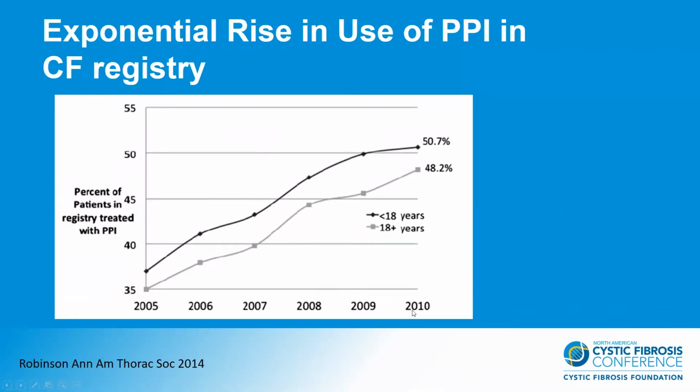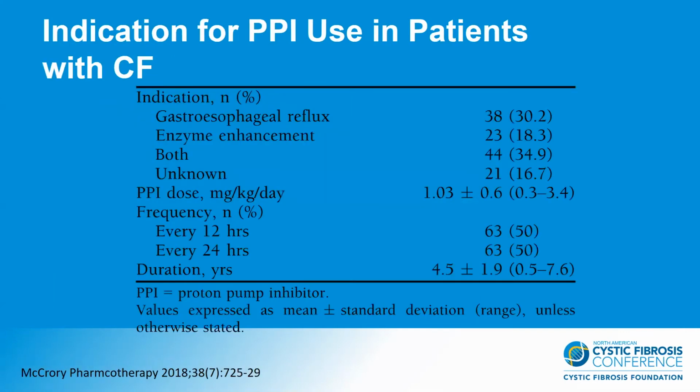This only goes to 2010, but our personal data shows that about 70 to 80% of our adult patients with CF are on a PPI or an H2 receptor blocker. And what is the indication for PPI use in patients with CF? Well, based on this retrospective study in the pediatric population, a third endorsed PPI use for gastroesophageal reflux disease.